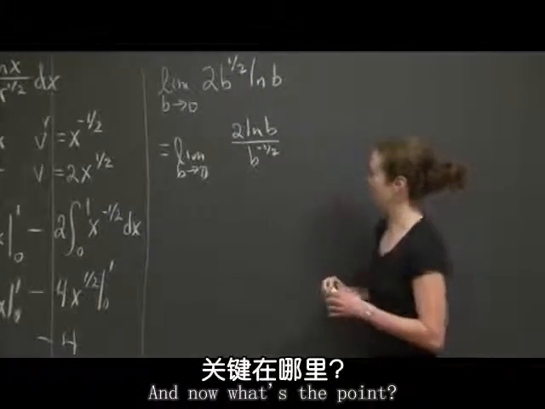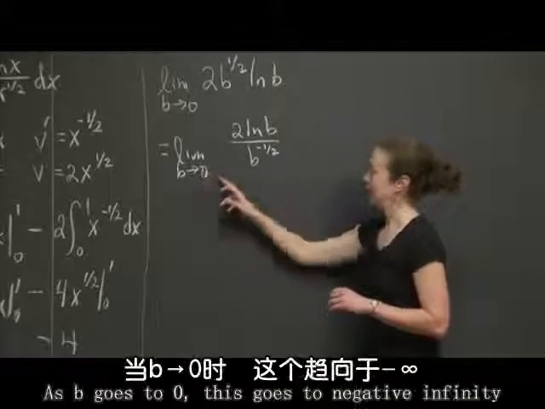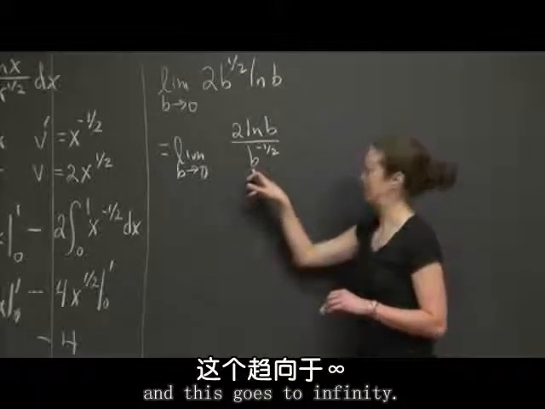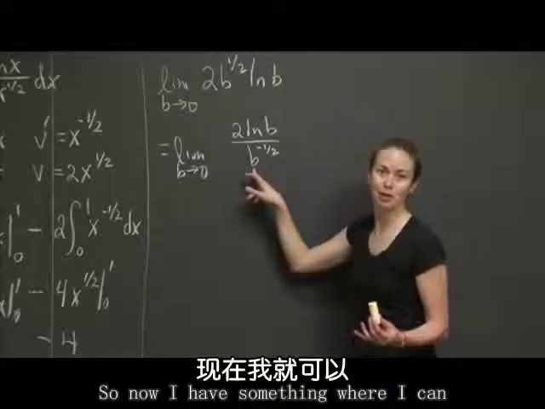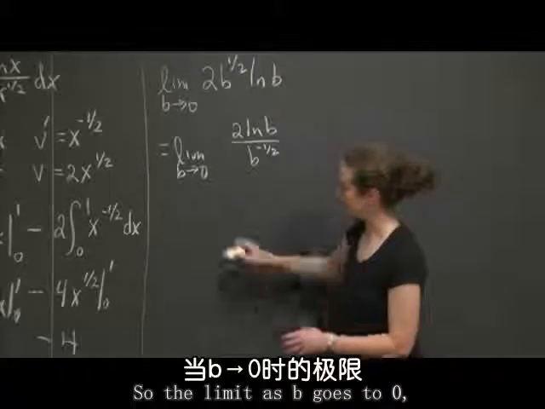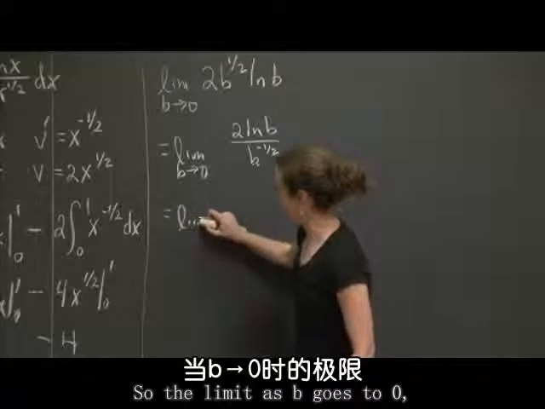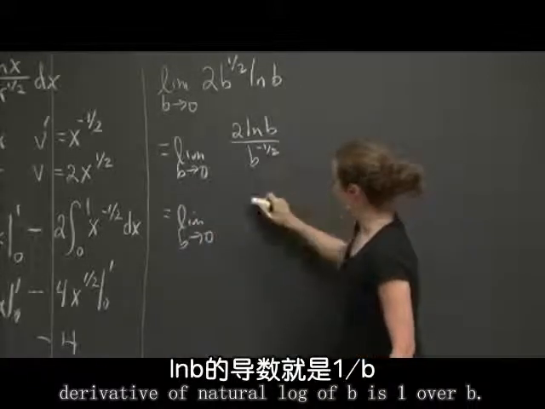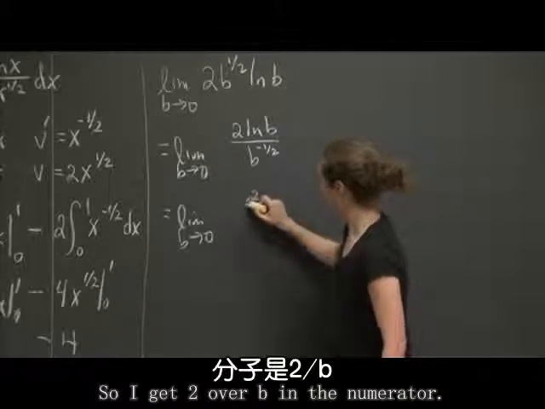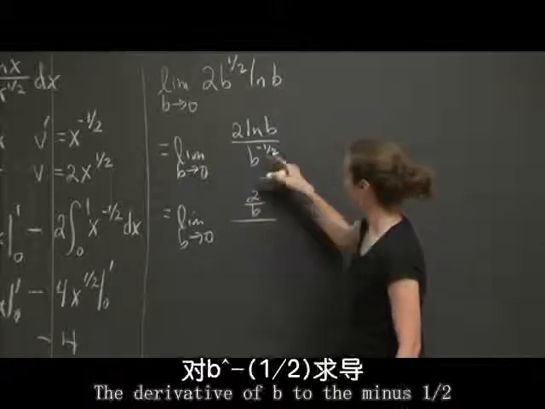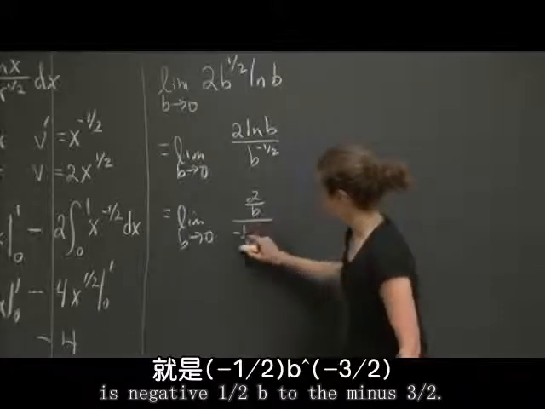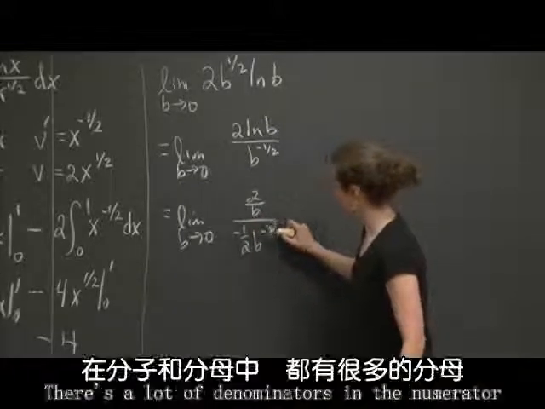And now, what's the point? Why did I bother to do that? As b goes to 0, this goes to negative infinity, and this goes to infinity, right? So now I have something where I can apply L'Hopital's rule. So this is the limit as b goes to 0. Derivative of natural log of b is 1 over b. Derivative of b to the minus 1/2 is negative 1/2 b to the minus 3/2.